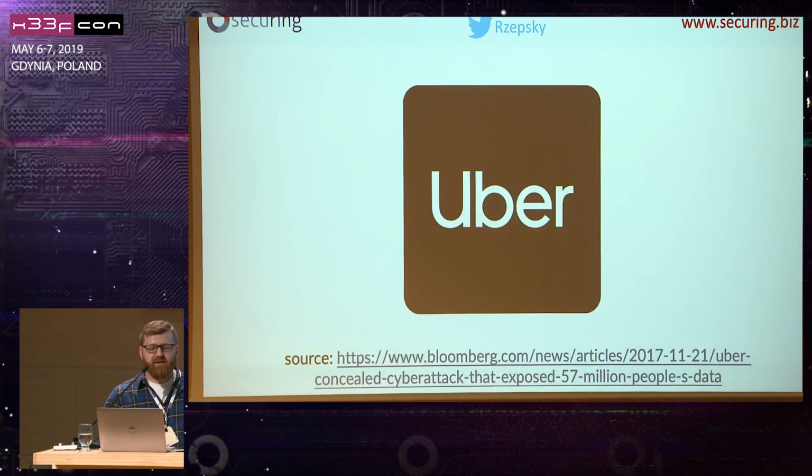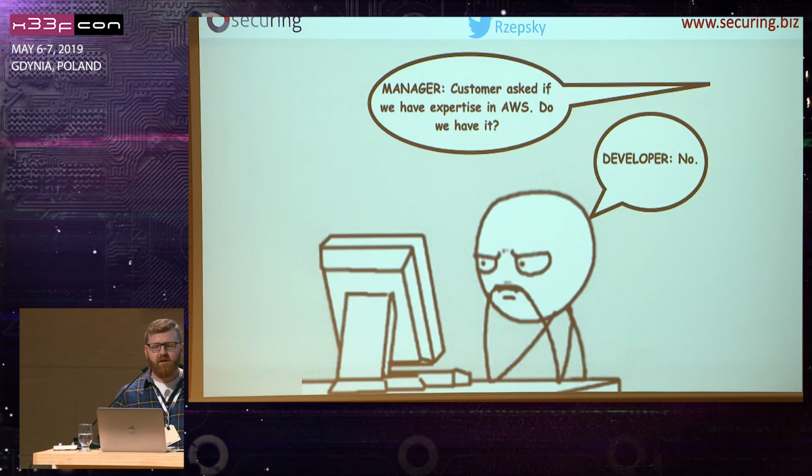Another example is from Uber. The attackers gained access to their private repository in GitHub, and they saw that in the code there were hard-coded AWS secrets. Using those AWS secrets, they were able to leak data about Uber's customers. But it can be worse.